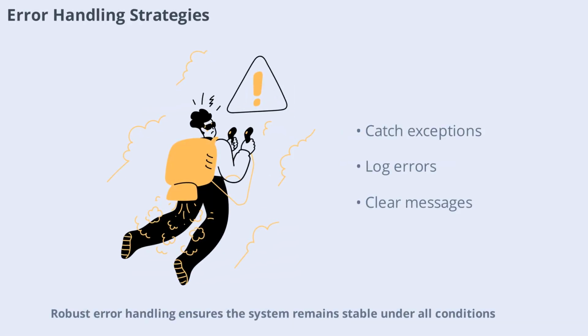Robust error handling ensures the system remains stable under all conditions. Catch and log exceptions during updates, removals, and queries. Provide clear error messages to clients and ensure that failures in one part of the system don't cascade to others.